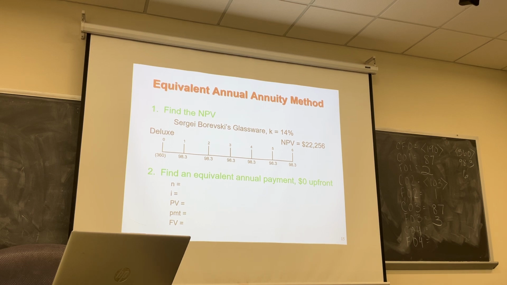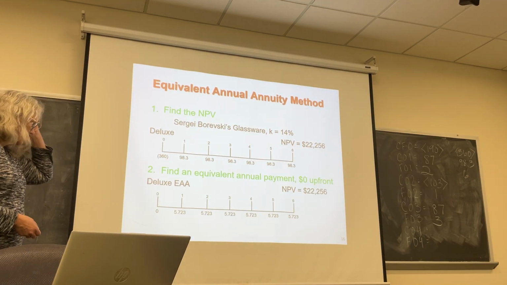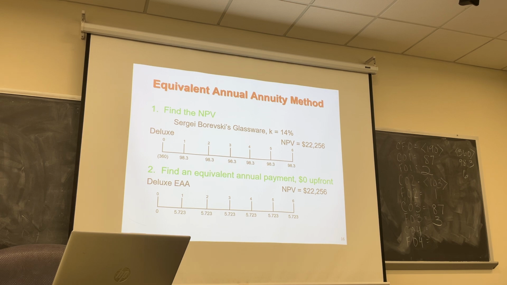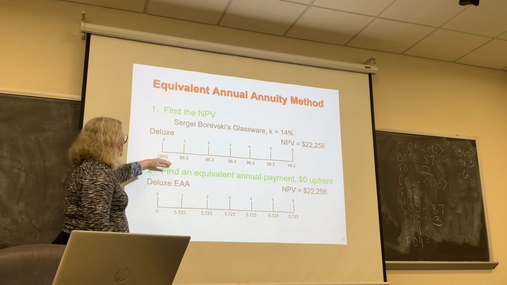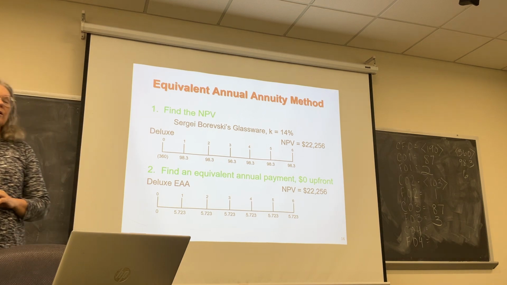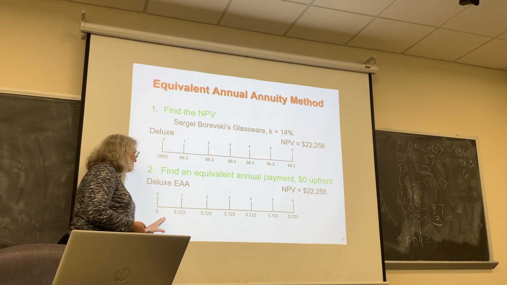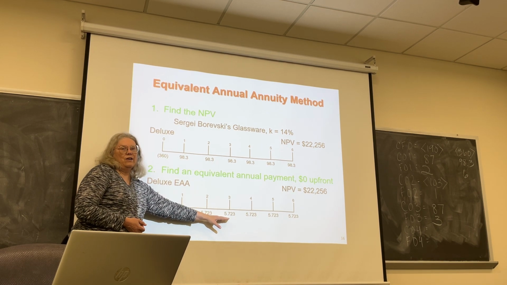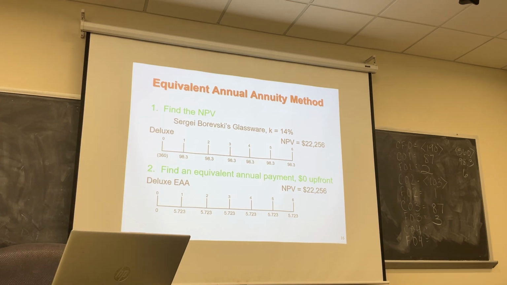Good. Everybody got the right answer. Excellent. 5,723. Again, this cash flow of negative 360 and 6 years of 98,300 have the same NPV as if you paid nothing up front and received 5,723 every year. It's the equivalent payment for that NPV over the time frame of the investment. Okay?